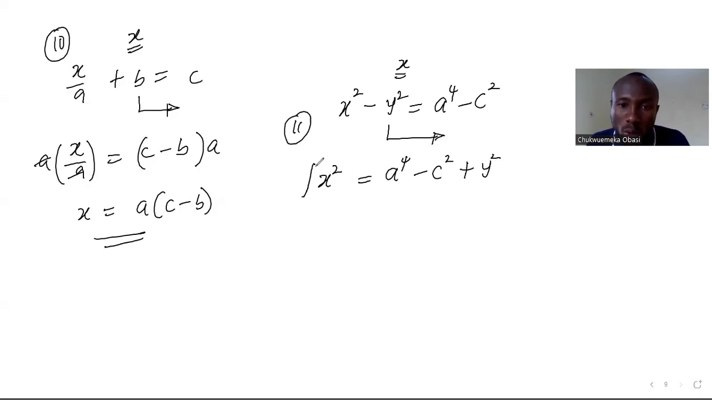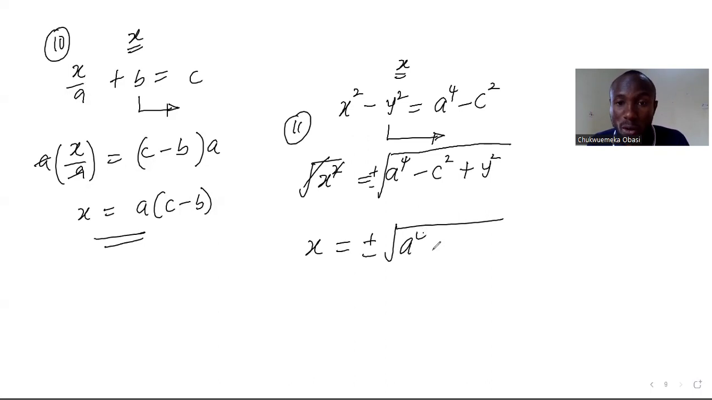Now, square root both sides, plus or minus square root both sides. The square cancels out. So x is now equal to plus or minus the square root of a to the 4 minus c squared plus y squared. x is the subject of this equation right now. Very easy, right? Now, let us go to example 12.